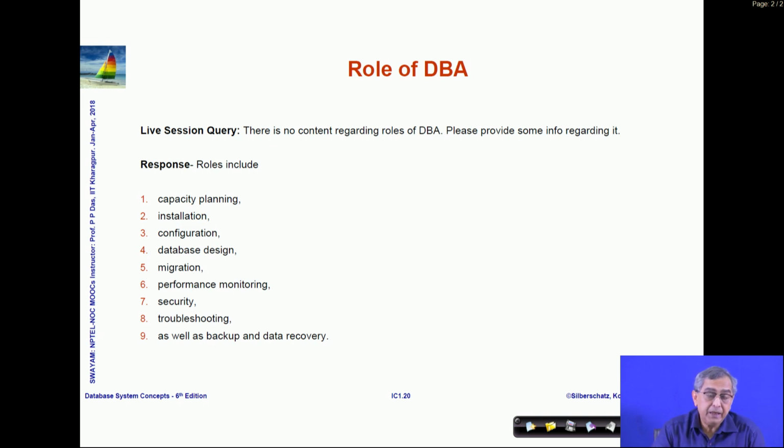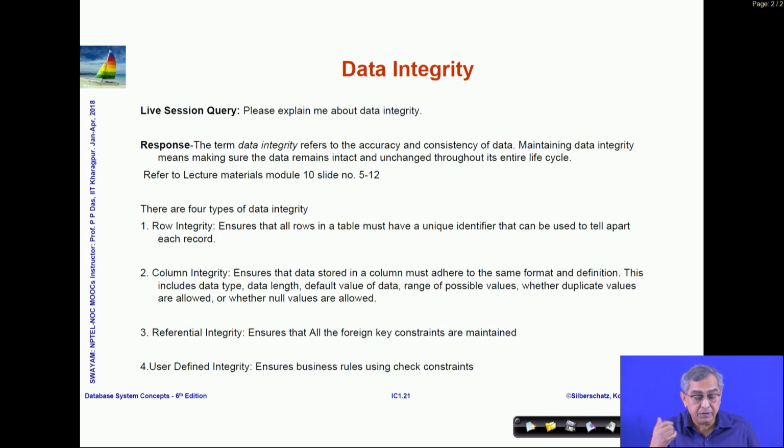Certainly, a DBA's role is at a higher level. A DBA will have skills in terms of writing queries well, or writing small database designs well, but that is not what a DBA should normally be doing. It is a very heavy role. The DBA also has to take care of the regular backup, data recovery and all those issues.